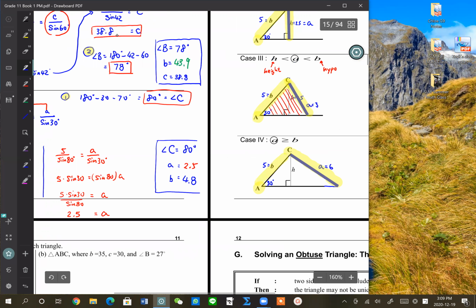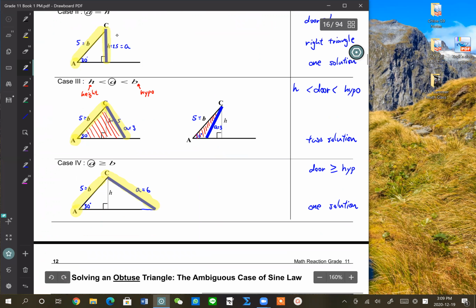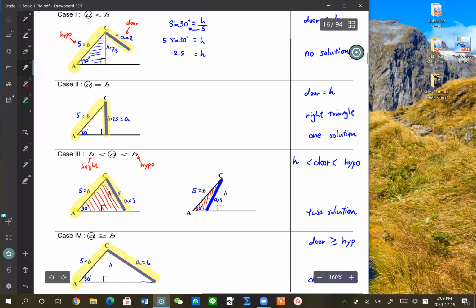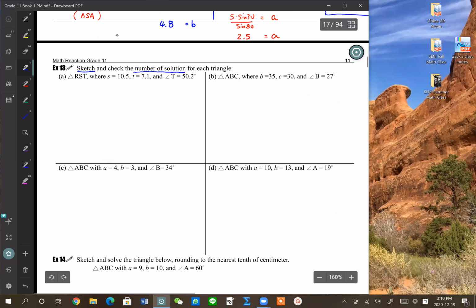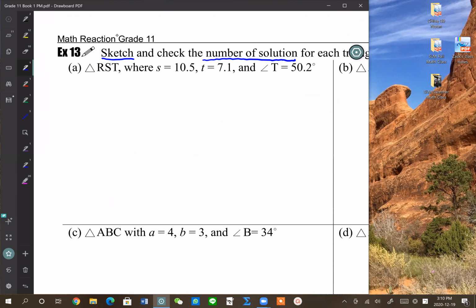So it could be either no solution, one solution, or two solutions, right? And to figure that out, you need to know the height, okay? So let's look at this one, the first one. I'll go over the first one with you, and then you can try the other 3 by yourself.